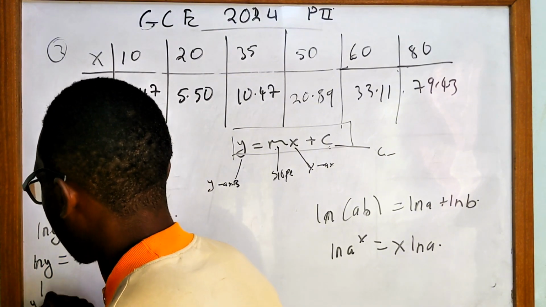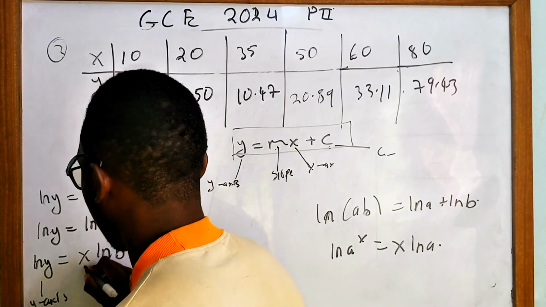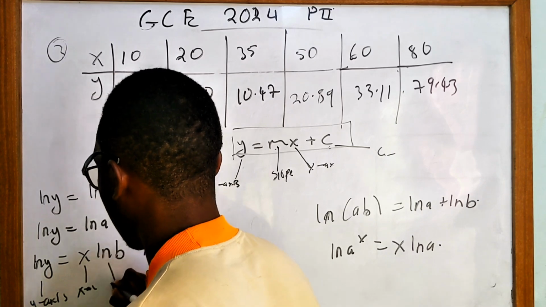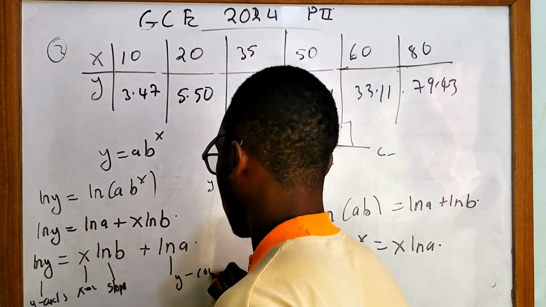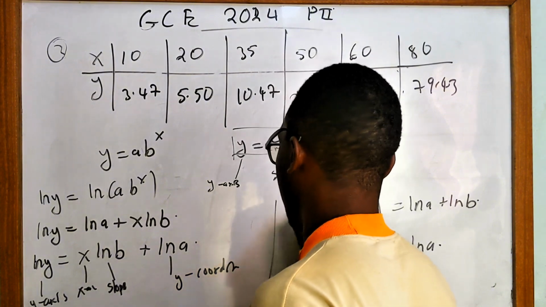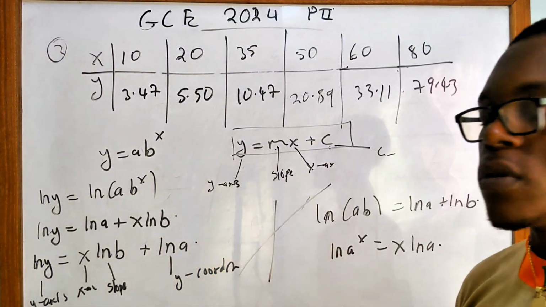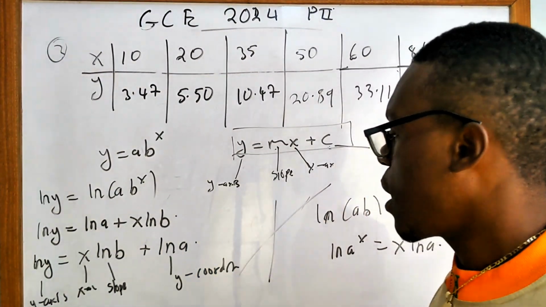Here you have the y axis, the x axis, the slope, and here is the y coordinate, the point where the graph cuts the y axis. That is it.